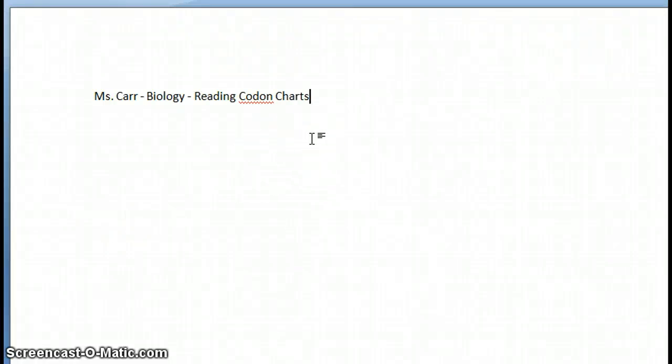All right, guys, today we're going to talk about reading codon charts. This is basically the way that we can figure out, when we go from DNA, what that DNA codes for. And so you have DNA, and remember that DNA copies to mRNA.